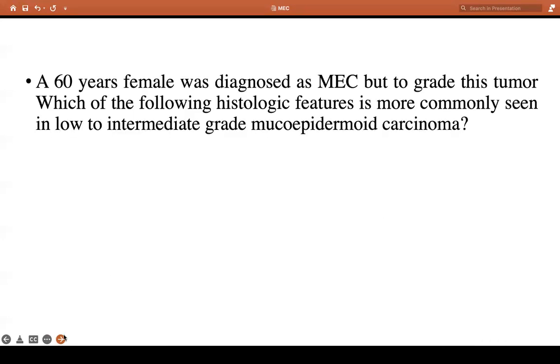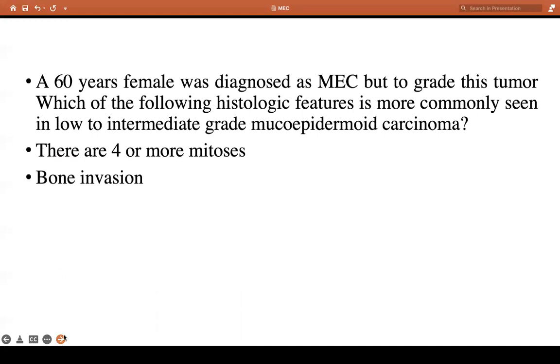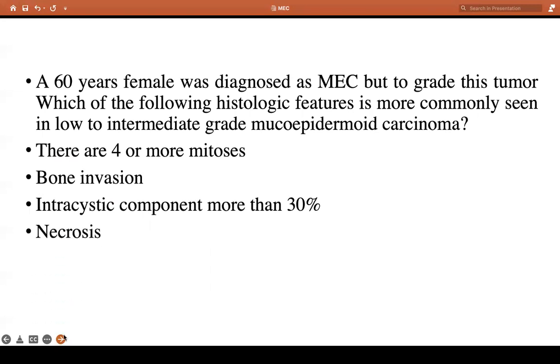Another MCQ: a 60-year-old female was diagnosed with mucoepidermoid carcinoma. Which of the following histological features is commonly seen in low and intermediate grade mucoepidermoid carcinoma? Tumor with brisk mitosis, in low grade these are not seen. I discussed that an intracystic component of more than 30% is the sign of a low grade tumor. Perineural invasion is not seen in the low grade tumor.